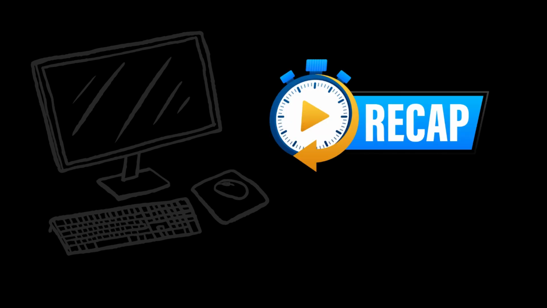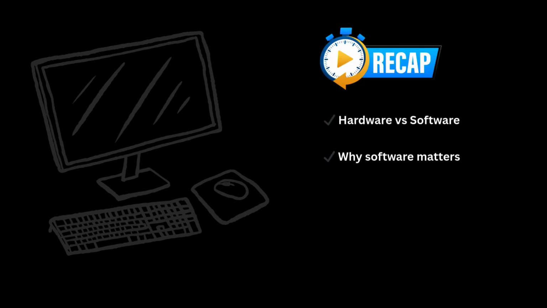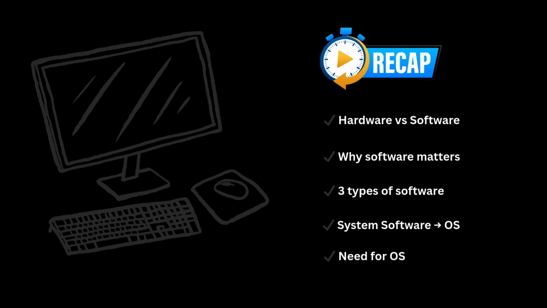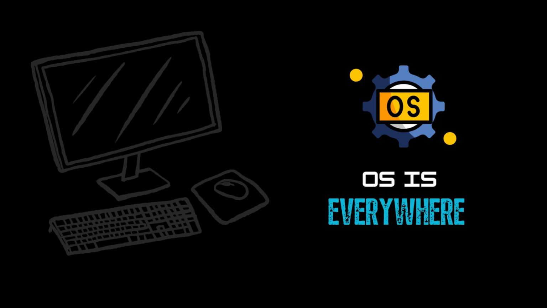Let us have a quick recap. Software is the brain of computer. It is divided into system, application, and utility. System software includes the OS and translators. The operating system is the bridge between you and the hardware, and without it, computers are useless. And remember, OS is everywhere, in your laptop, in your phones, even in the ATMs.